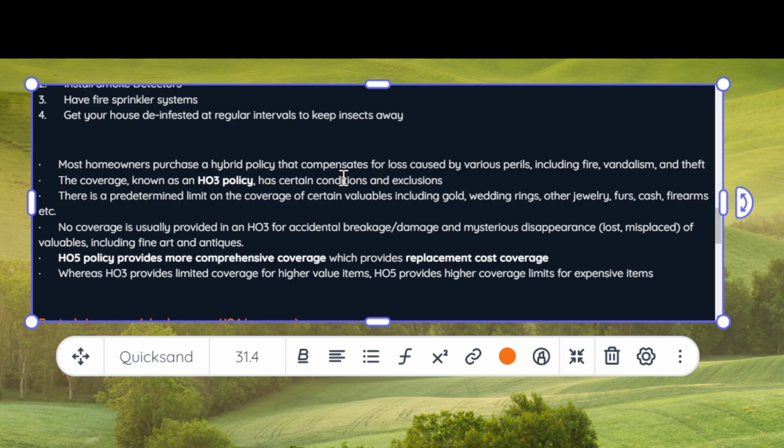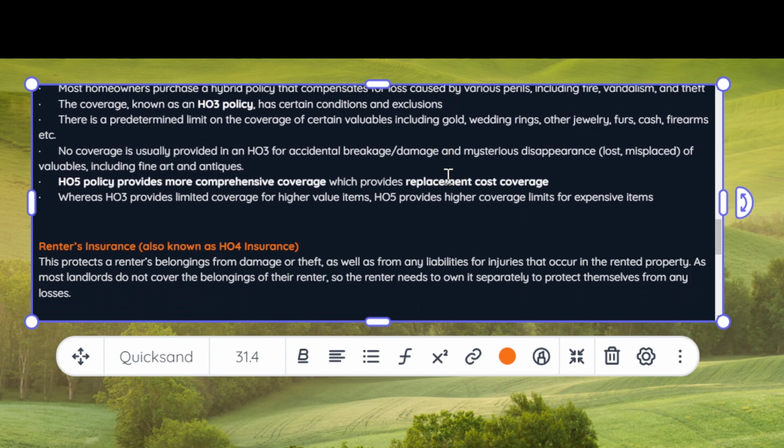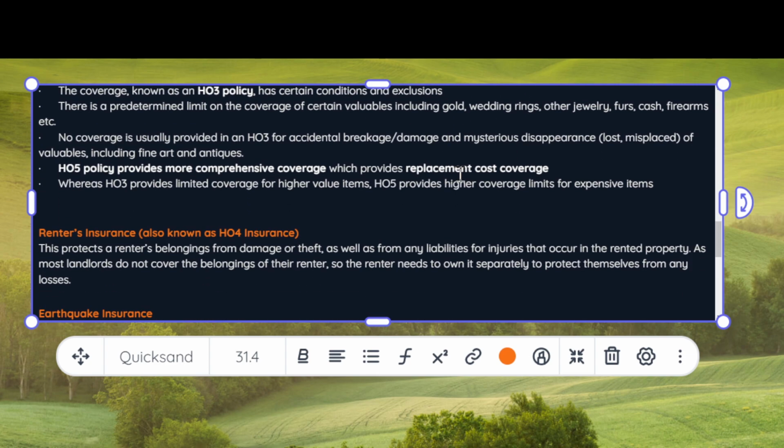If you want a comprehensive homeowners insurance, you should go for an HO5 policy, right? Which will cover the replacement cost as well. So we understand that HO3 is the basic or standard homeowners insurance, but it has certain limitations in covering accidental breakage or damages, which HO5 also covers, and it also covers all sorts of valuable things that you may have within your home.